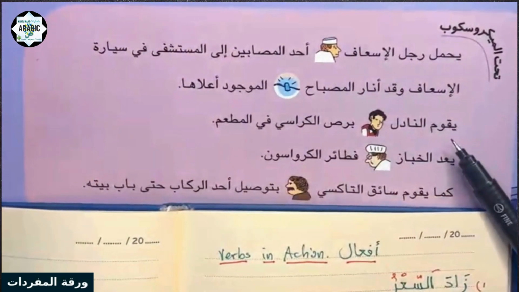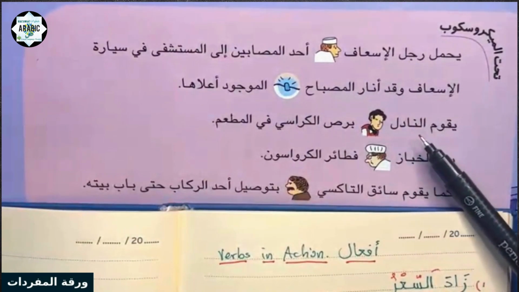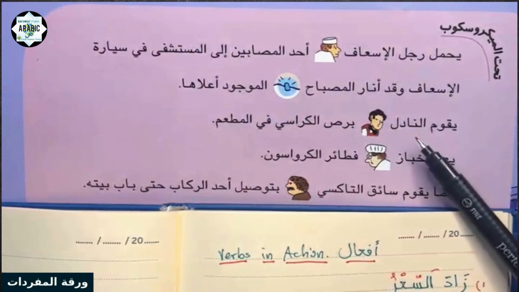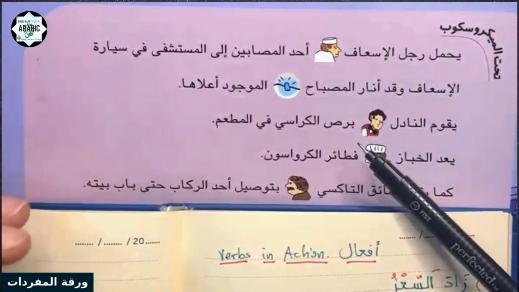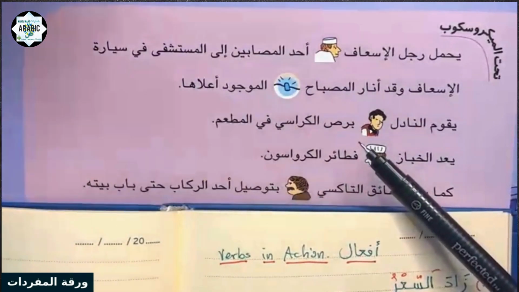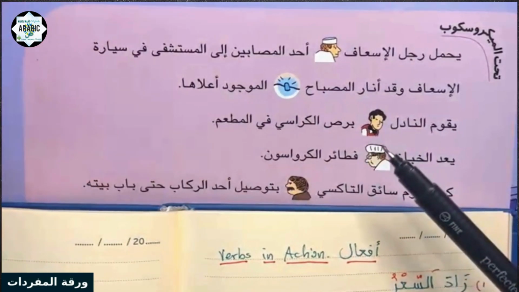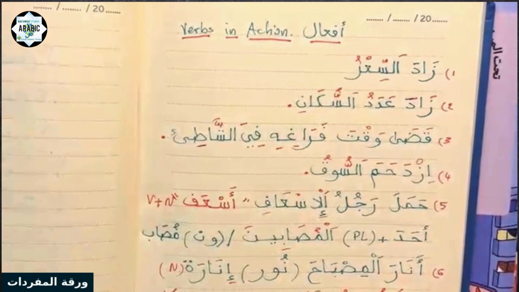Now I would say the second scenario here is يقوم النادل. النادل is the server, the coffee server. النادل برص. رص is to line up, like you put one after the other. رص يرص. برص الكراسي في المطاعم. رص الكراسي.